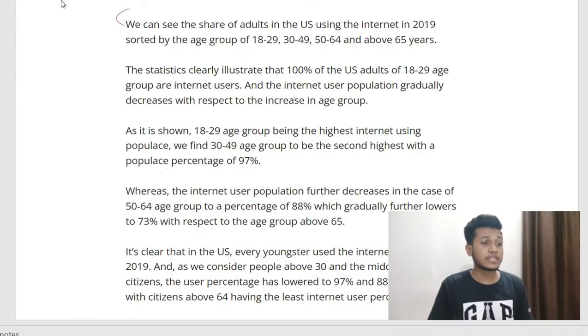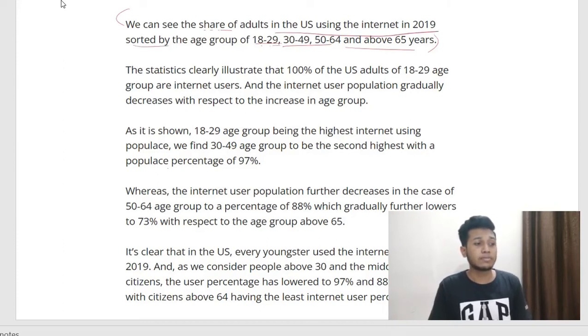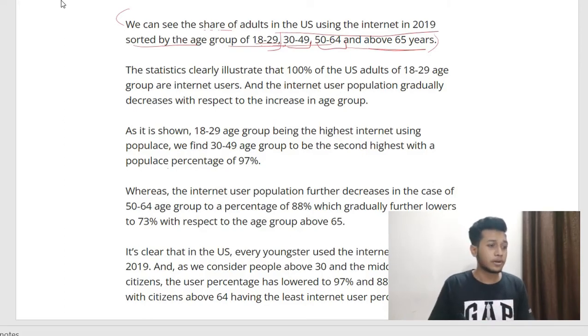The first paragraph is just the paraphrasing of the question. I have mentioned 4 different groups here and nothing much. We can see the share of adults in the USA using the internet in 2019, sorted by the age groups of 18 to 29, 30 to 49, 50 to 64, and above 65. I have mentioned the 4 different groups that we already see in the graph.